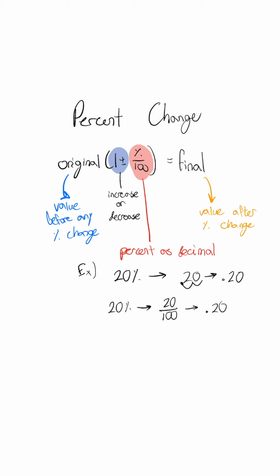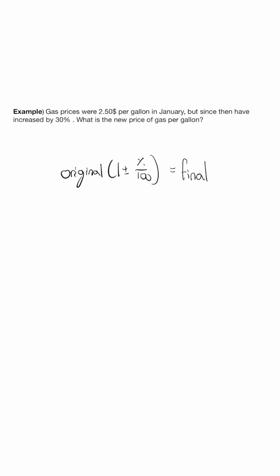So let's do a quick example together so we can put this all together. Let's say we're told that gas prices were $2.50 per gallon in January, but since then have increased by 30%. And now they want to know what's the new price of gas per gallon.